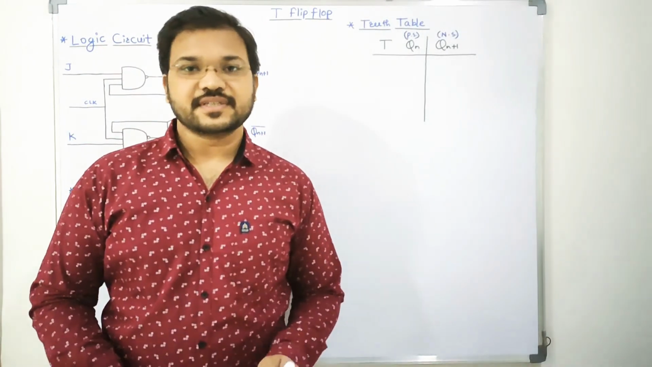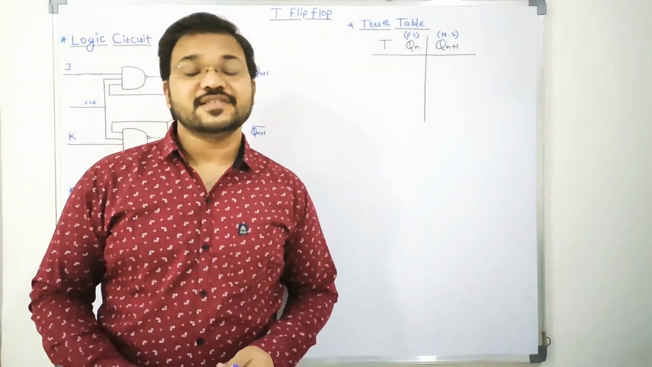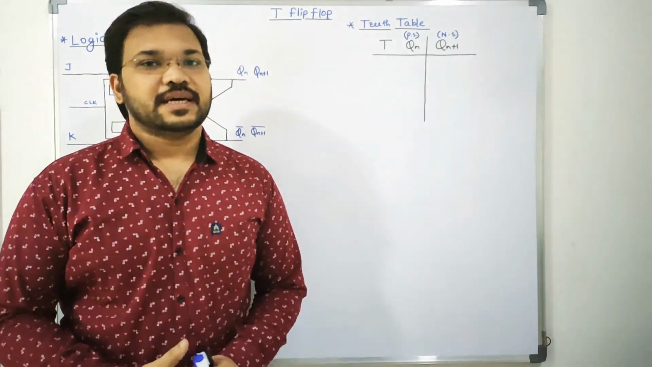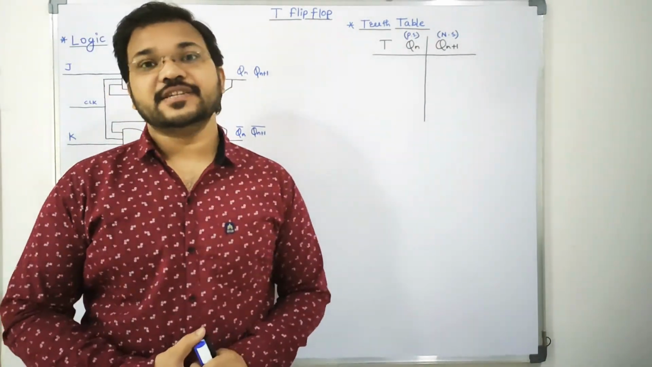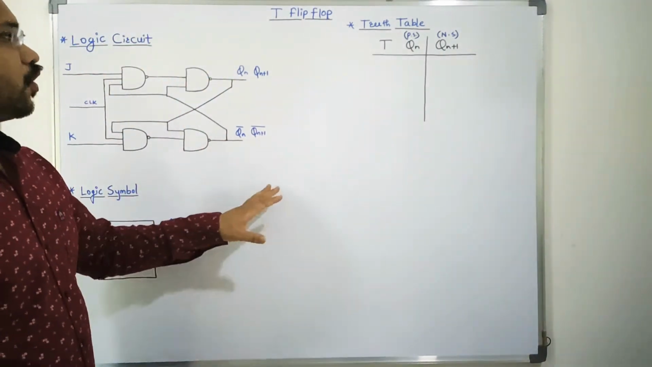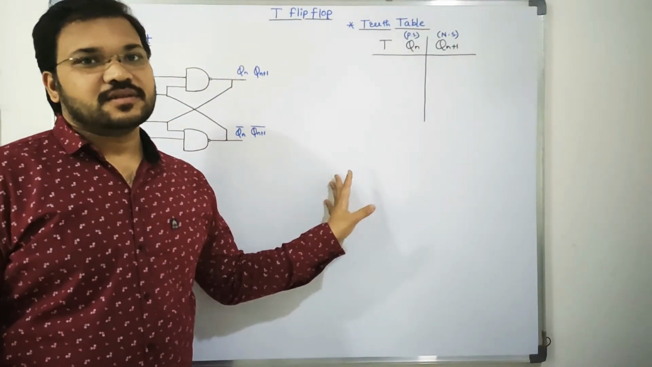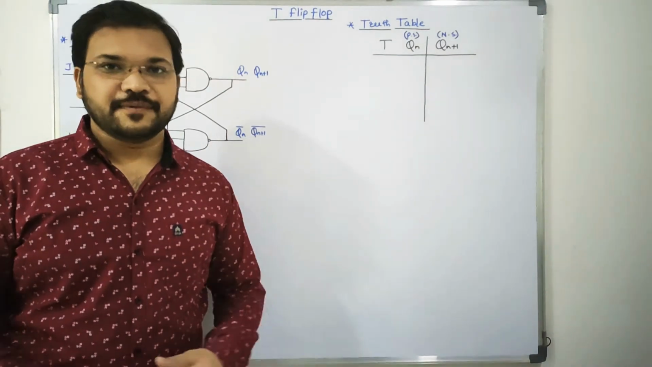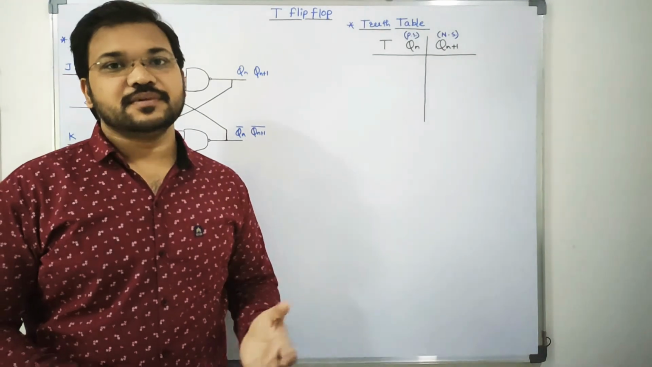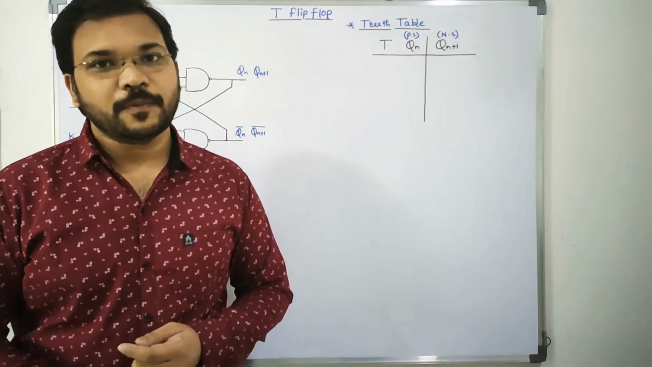So in this class we will discuss the T flip-flop. That is one of the types of flip-flops. The T flip-flop stands for toggle flip-flop. This T flip-flop is basically a modification of the JK flip-flop. Yes, we have discussed that in this video. That is exactly what a T flip-flop is.